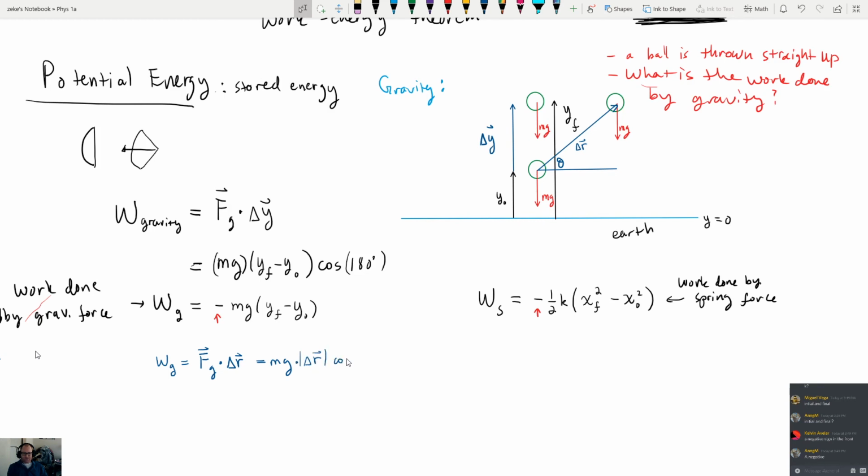And then I have to multiply by the cosine of the angle between the weight and delta R, which goes this way. What's the angle between the two of them? The angle between delta R and the weight vector. What's the angle between the two of them? It's not minus.